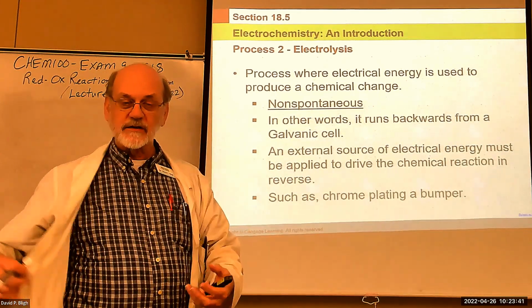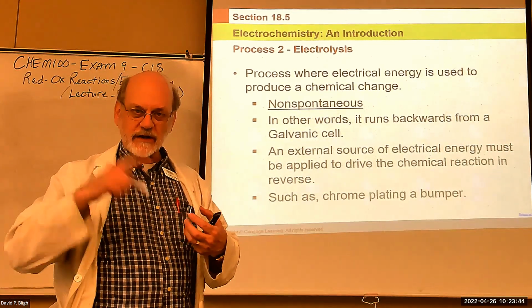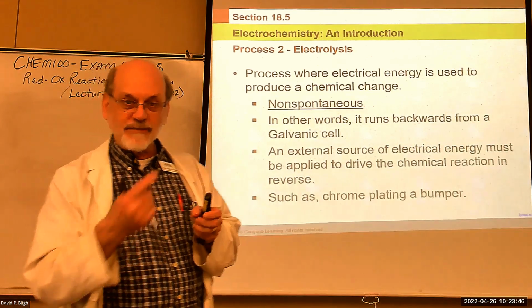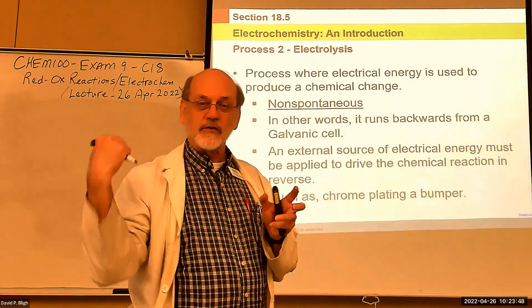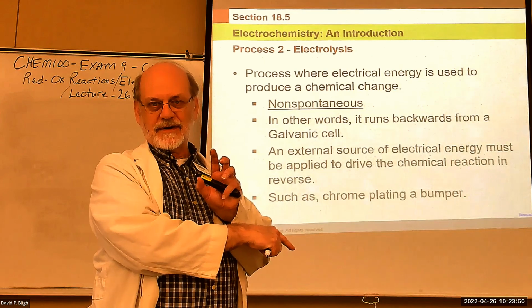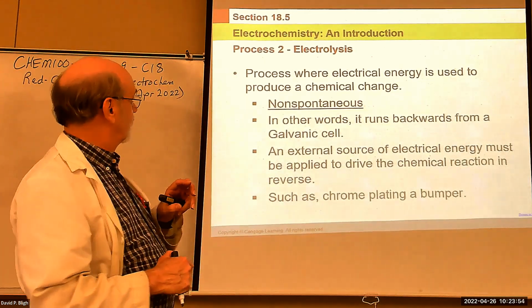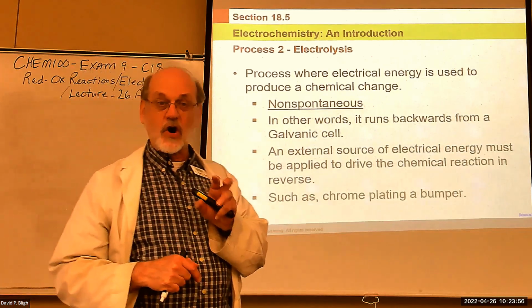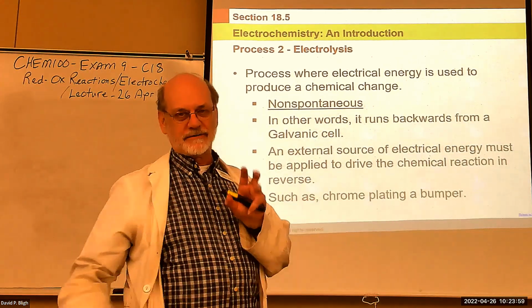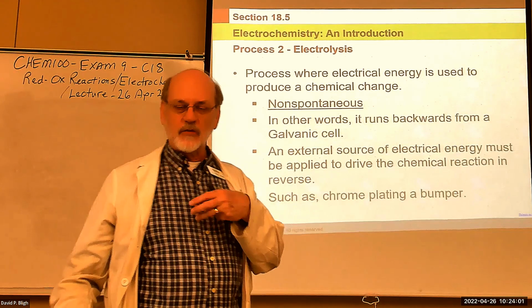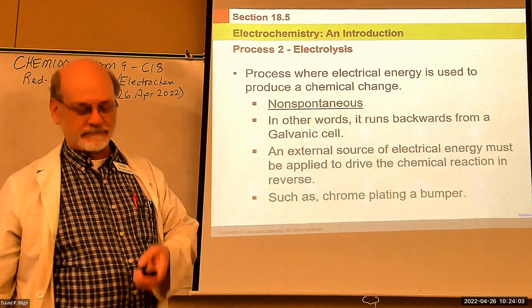Once the engine starts and the alternator is turning, it sends electrons back through the battery and drives the reaction backwards. Then the battery is acting as an electrolytic cell. It's being charged, running the reaction backwards, so that the next time you want to start your car, there's energy there to do it.